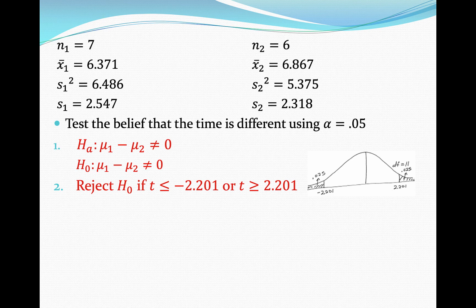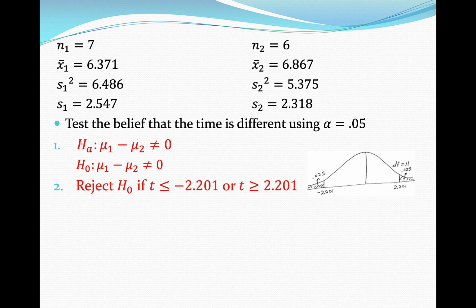Step 2 is our rejection region. So we're testing not equal to. That means we have area in both tails. So since we have area in both tails, that means we divide our alpha level in half. So alpha is 0.05, which means we put 0.025 in each tail.